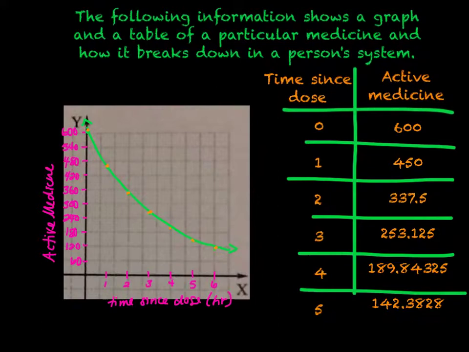We have this situation where we have the following information showing a graph and a table of a particular medicine and how it breaks down in a person's system. Essentially, this person has popped a couple of pills, maybe ibuprofen or Tylenol. They take 600 milligrams of it, and we're seeing how that pill works over time within that person's body. What we need to do with this is figure out how it breaks down and potentially what the rate of change is, or what the essential decay factor is, and that sort of thing. So let's notice a little bit about this.